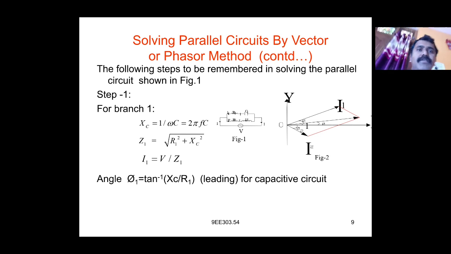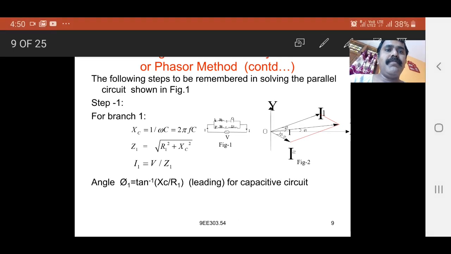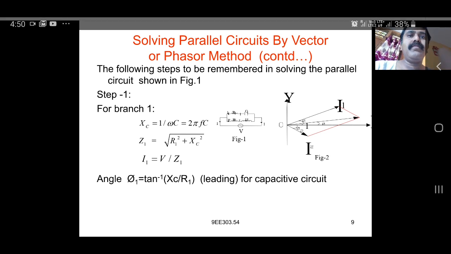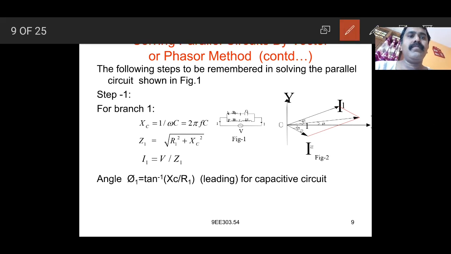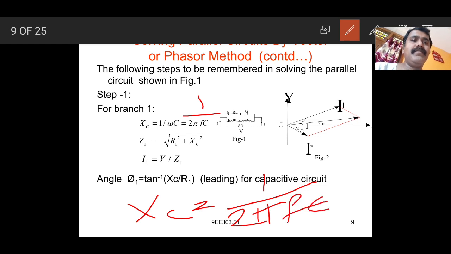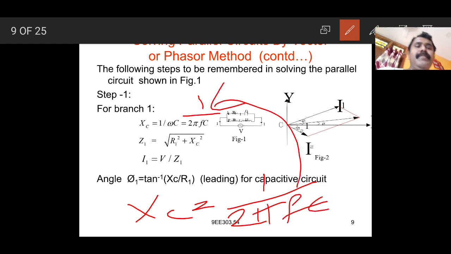Again, XC is nothing but 1 divided by 2 pi FC. Z1 is equal to under root of R1 square plus XC square. I1 is equal to V1 by Z1. Again we can take phi 1 is equal to tan inverse XC by R1.